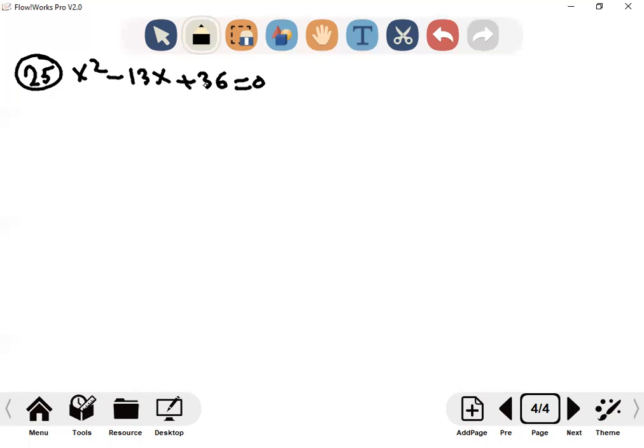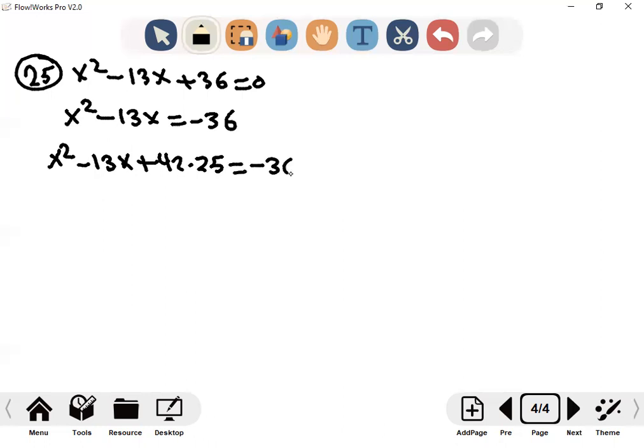How? The first step, shift 36. It will be x power 2 minus 13x equal negative 36. Now slowly. x power 2 comes down, negative 13x comes down, and stop. Again, half of 13 power 2, 42.25. So you will add 42.25 here, and here also 42.25. We add here and there, right?